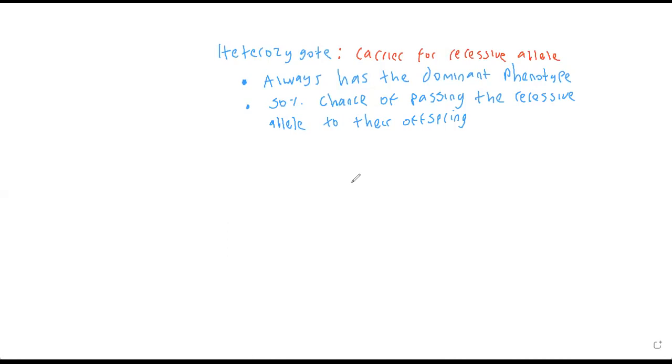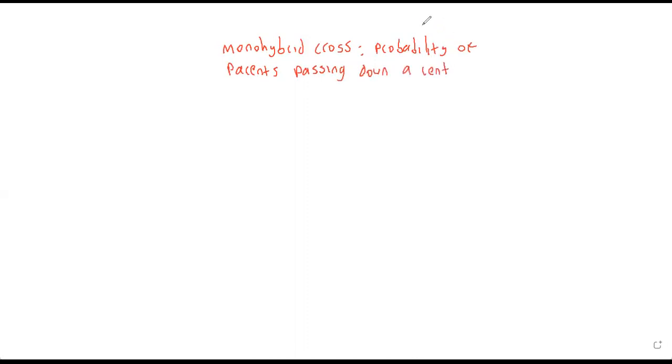Now I'm going to give you some sample genetics problems. We do things simple in this class. It's called a monohybrid cross. And a monohybrid cross is the probability of parents passing down a certain combination of alleles.